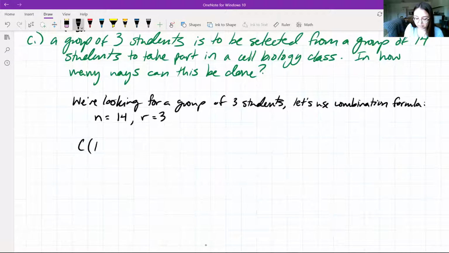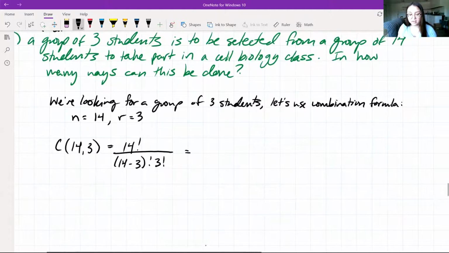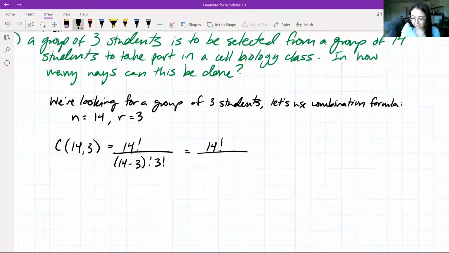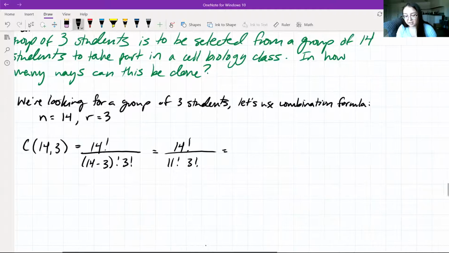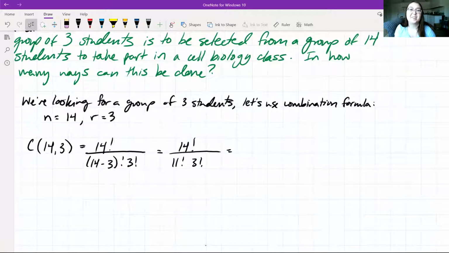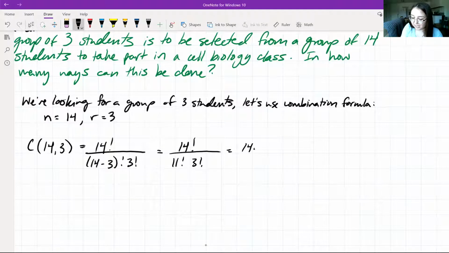So we have our combination of 14 comma 3 is going to be equal to 14 factorial divided by 14 minus 3 factorial times 3 factorial. And we get to do the same thing. Let's simplify. So we get 14 factorial divided by 11 factorial times 3 factorial. As always, you can plug this straight into an online calculator if you would like, but I'm going to do this by hand. So we get 14 times 13 times 12 times 11 factorial, which matches.